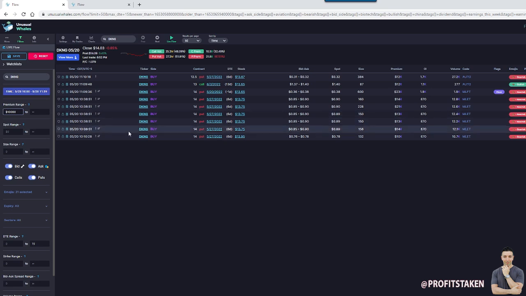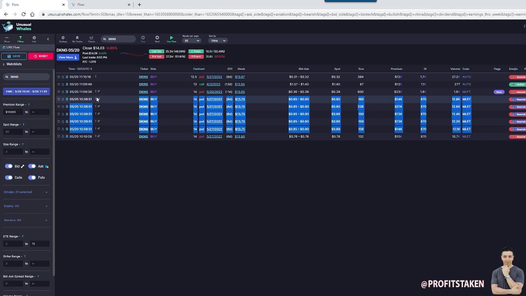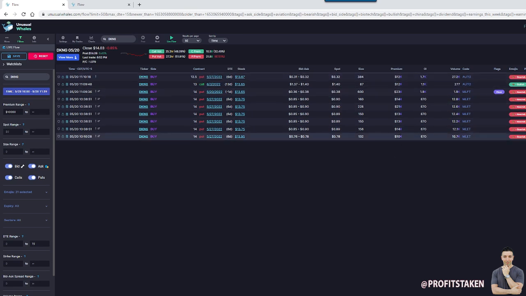And here's Unusual Whales showing us DKNG at this specific time. This would go down as what I call a hidden trade. So on a normal day, as I showed you, if I set the filters to 25,000, I'm seeing nothing here. But if I'm scalping, and again, because it's a Friday, I'd probably be lowering my premium filters, and I explained that in the premium video.